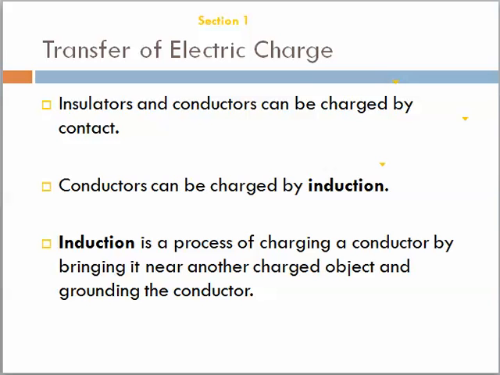Insulators and conductors can be charged by contact. So even though something is an insulator, it can still be charged, and that's by contact. Conductors can be charged by what's called induction. Induction is a process of charging a conductor by bringing it near another charged object and grounding the conductor. So, let's just give ourselves a quick example.